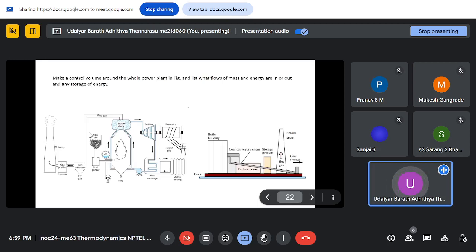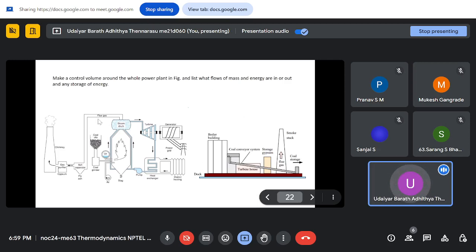So moving on, we have taken a bigger type of system. We were looking at smaller systems. We saw a teacup, we saw a tank. Now we want to put a control volume across a power plant. This is what a power plant generally looks like.